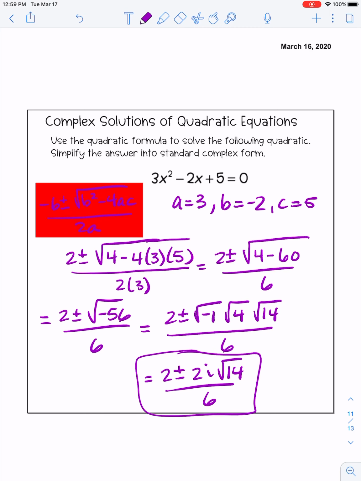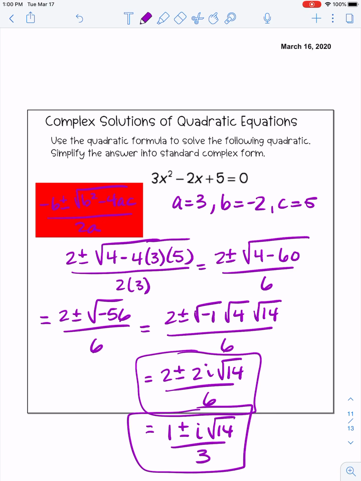You could simplify this too. 2 over 6, and 2 over 6 would be 1/3. So I'm going to have 1 plus or minus i radical 14 over 3. So this is actually your simplified answer, which is what you should do. You should always simplify, right?